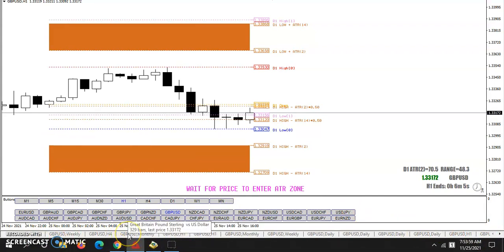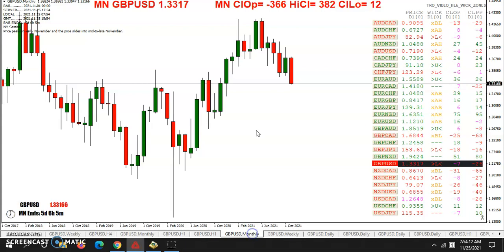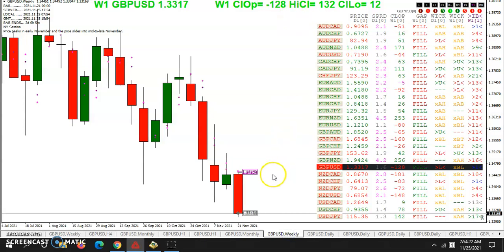So let's take a look at the charts. But always remember, risk management, don't lose any more than you're willing to lose on any one particular trade. Monthly, 12 pips off the low. Broke out of that previous month's low, and then 2 months ago. Once again, for the week, 12 pips off the low, all gaps filled.